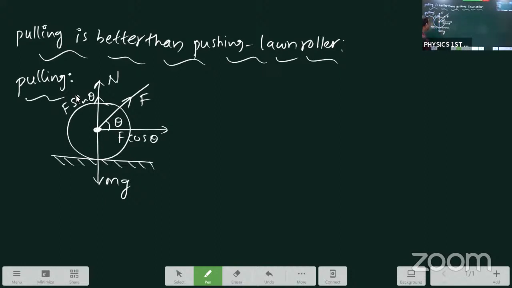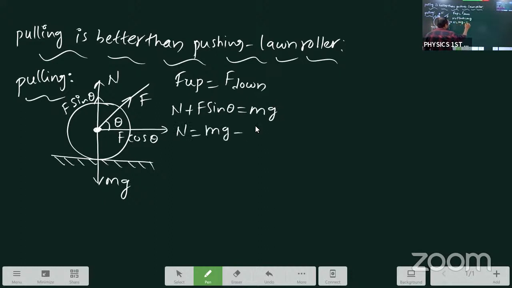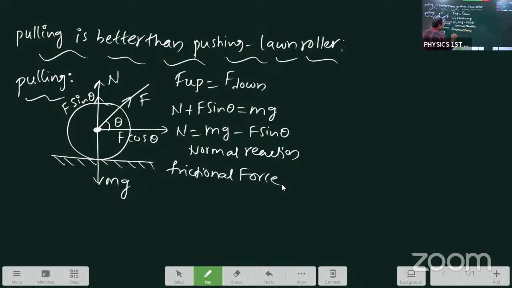This one is only pulling. Now sum of upward forces equals sum of downward forces. Upward: N plus F sin theta. Downward force: mg. From this, what is the normal reaction formula? N equals mg minus F sin theta. This is the normal reaction. So the frictional force f equals mu into N.